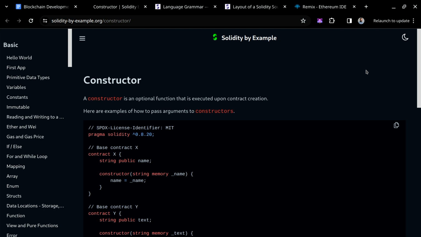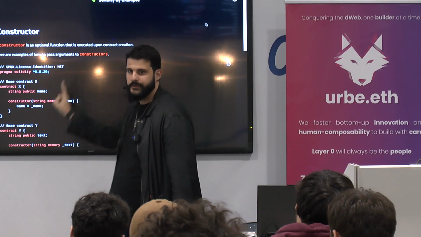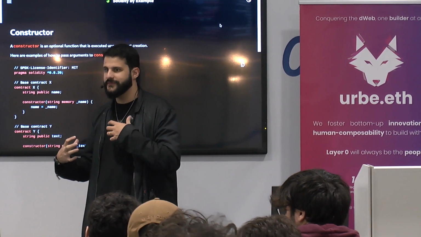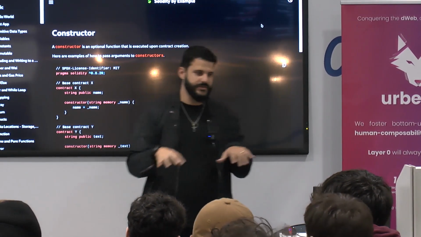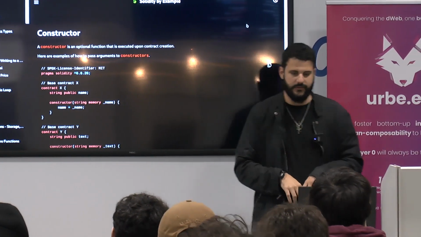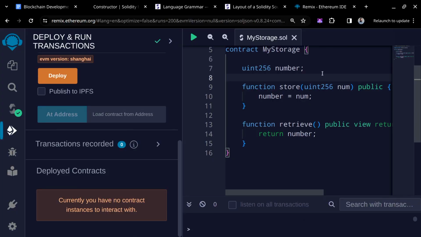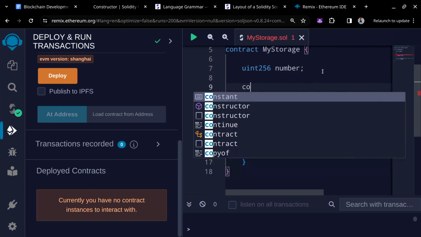The constructor is an optional function that is executed upon the contract creation. It is part of the deploy transaction. It is not even part of the runtime code of the contract. It is something coded inside the contract. I'm going to code this constructor function here.